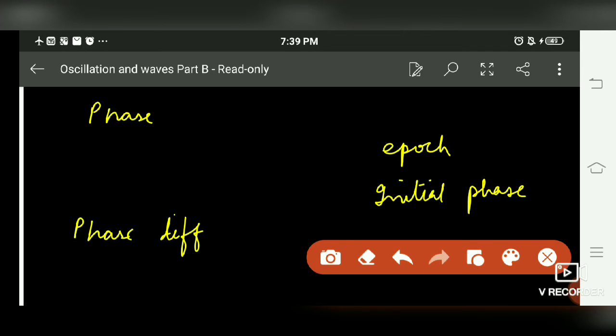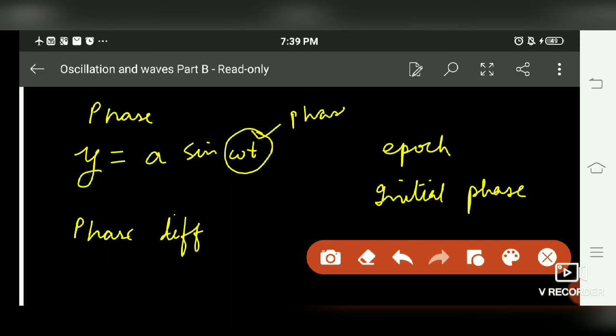Suppose I have a harmonic function, that is a sine omega t. This term inside the sine or cosine will give the phase. Or in general terms, phase expresses the position and direction of a motion at that instant of time with respect to the mean position. That is called the phase of the wave.